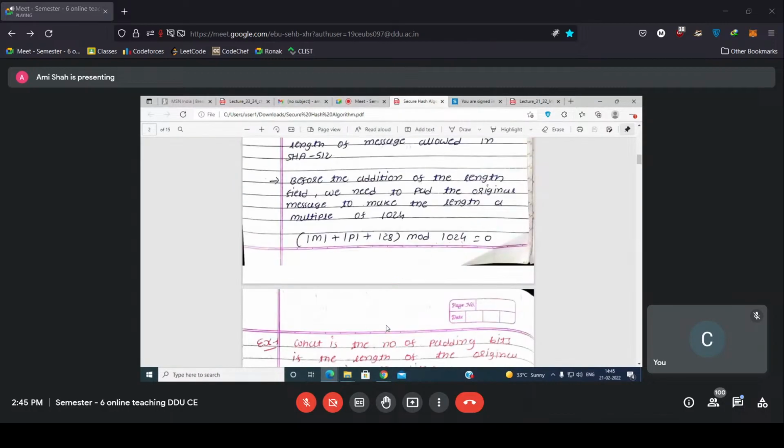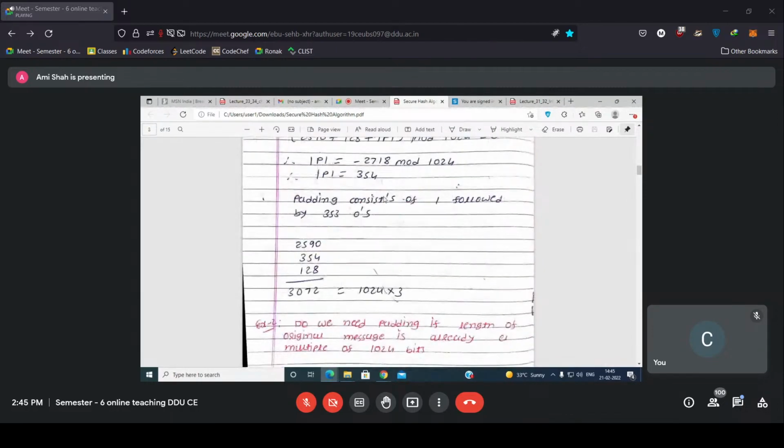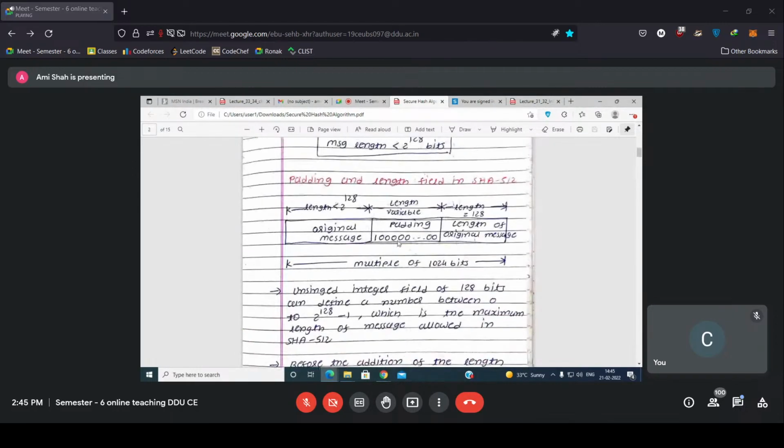What is the meaning of it? Now see, when you observe here, the padding means a one followed by a number of zeros. So here you get 354. That means the padding consists of a one followed by how many zeros? 353 zeros. Right. Now if you want to check whether after adding this padding you are getting a multiple of 1024 bits, you can check that.